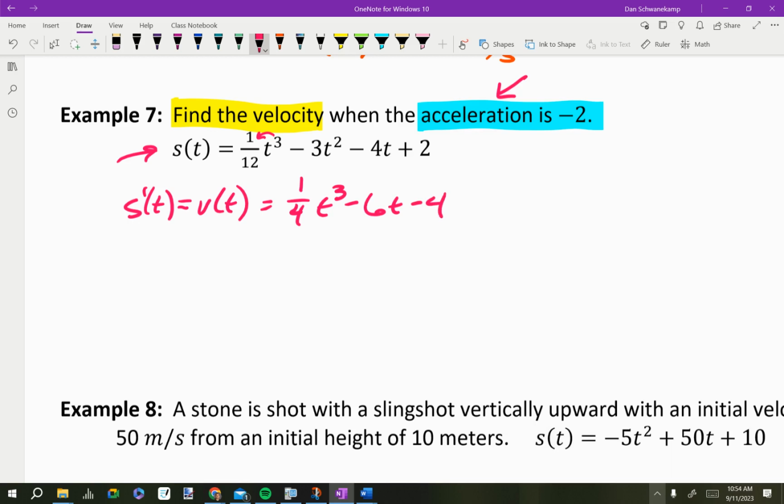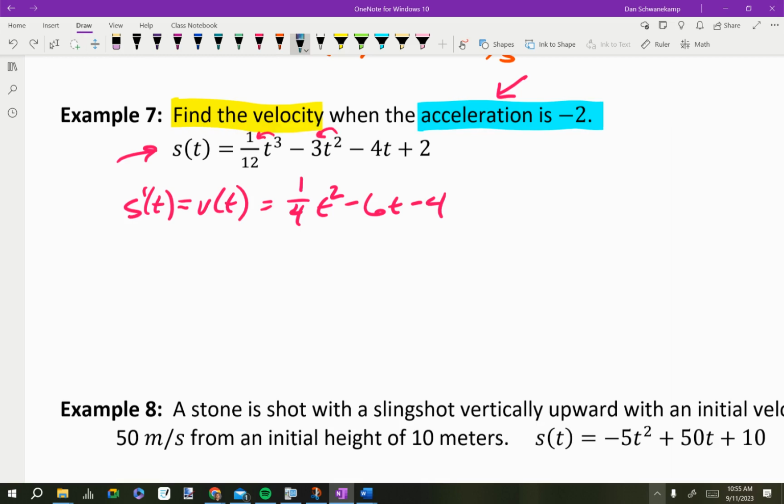Just some good old power rule stuff there. Multiplied, t squared. Good power rule stuff. Multiply by my exponent, subtract 1 from my exponent. Multiply by my exponent, subtract 1 from my exponent, and then minus 4. Okay, that's velocity. My job is to find the velocity when acceleration is negative 2.